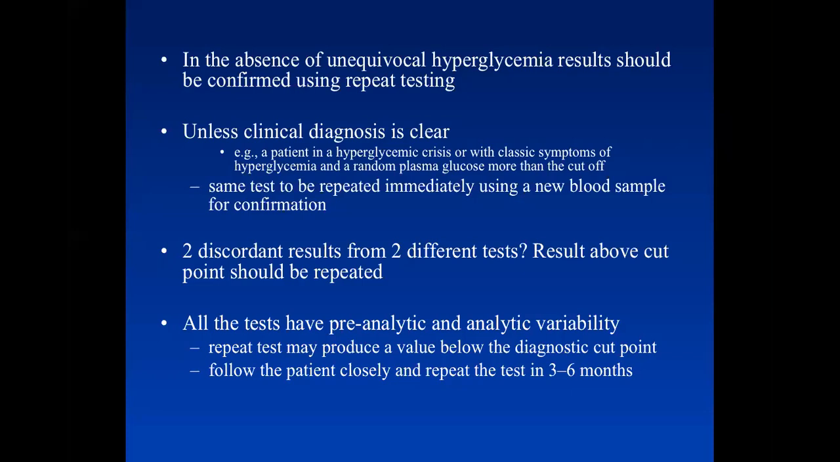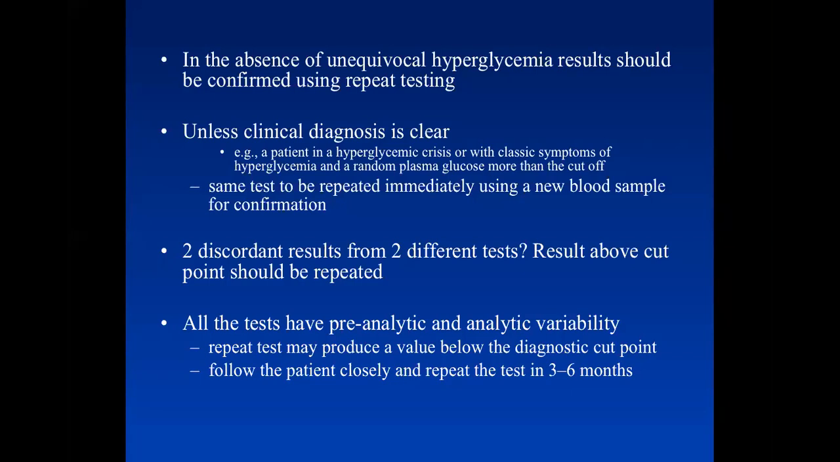and a fasting plasma glucose of, say, 6.5 millimoles per liter, because the cutoff is 7. So according to the fasting glucose, the patient doesn't have diabetes, but according to the HbA1c, he has diabetes. So what you have to do is repeat your HbA1c and see whether you get the high result again. Okay.